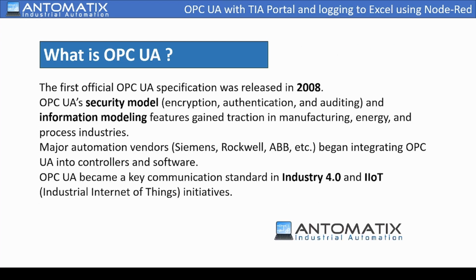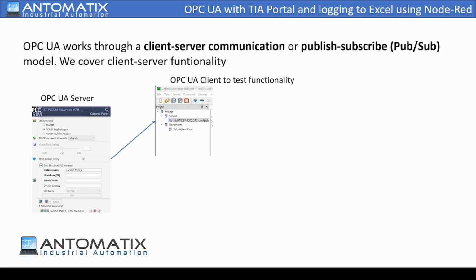The first official OPC UA specification was released in 2008. OPC UA's security model, encryption, authentication, and auditing, and information modeling features gained traction in manufacturing, energy, and process industries. Major automation vendors, Siemens, Rockwell, ABB, etc., began integrating OPC UA into controllers and software. OPC UA became a key communication standard in Industry 4.0. OPC UA works through a client-server communication or publish-subscribe pub/sub model.